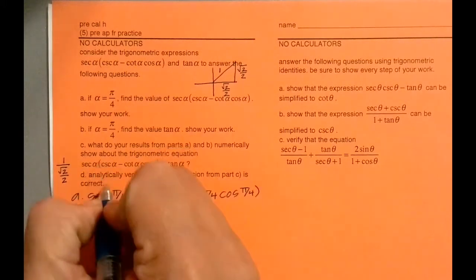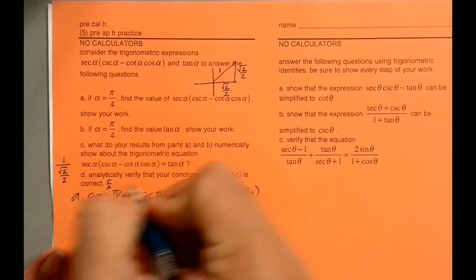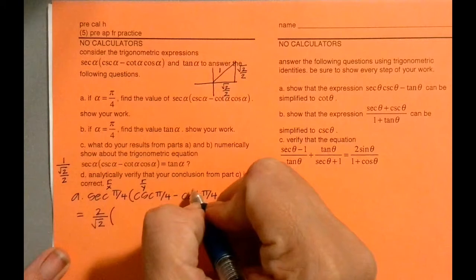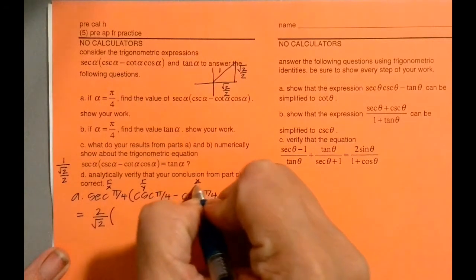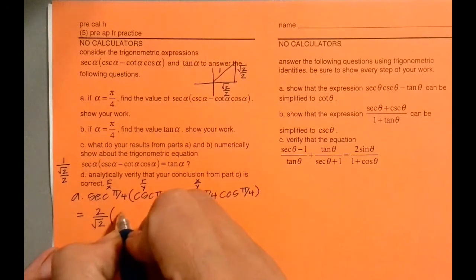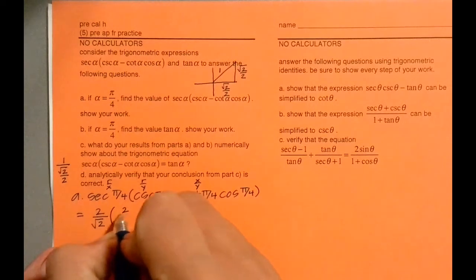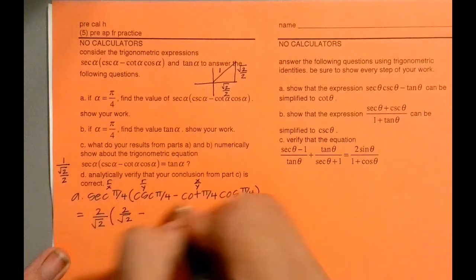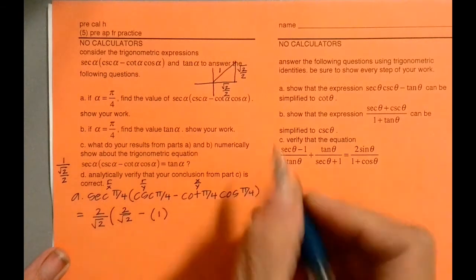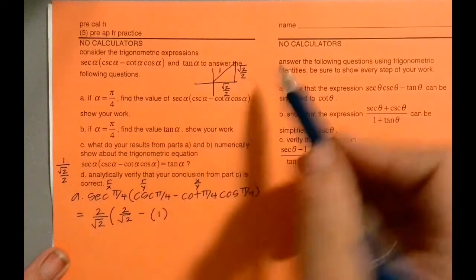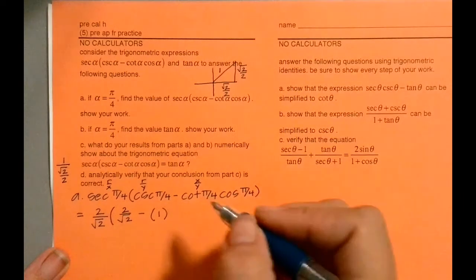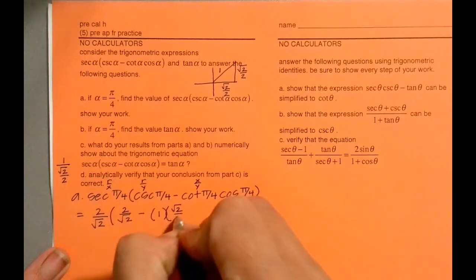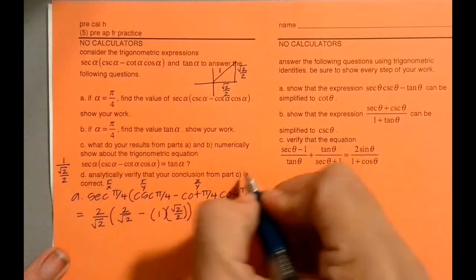Same thing, so this one is r over x, and then this is r over y, and then cotangent is x over y. So cosecant of pi over 4 is 2 over root 2 minus cotangent of pi over 4, which is the x divided by the y, which is 1, and then cosine of pi over 4 is just root 2 over 2 over 1.